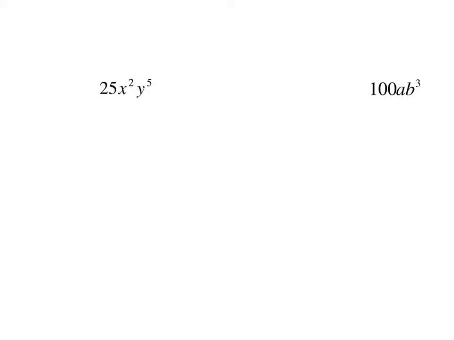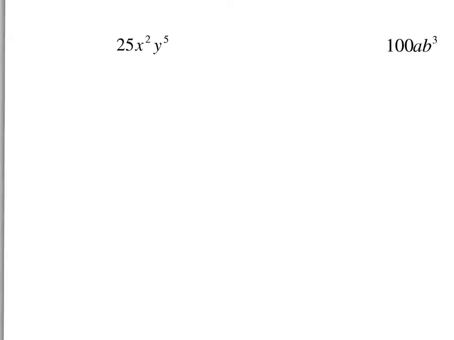All right, when we get down to number 4, we've got some variables in here now, which are actually, I think, a little easier to break down than numbers. However, we're still going to break down the 25. 25 is 5 times 5. So those are the beginning of our prime factors. Now, to break down x squared, we just tear apart the multiplication. x squared is 2 x's multiplied together. And to break down the y to the 5th, we're just going to have 5 y's multiplied together. And these are the prime factors of 25x squared y to the 5th.